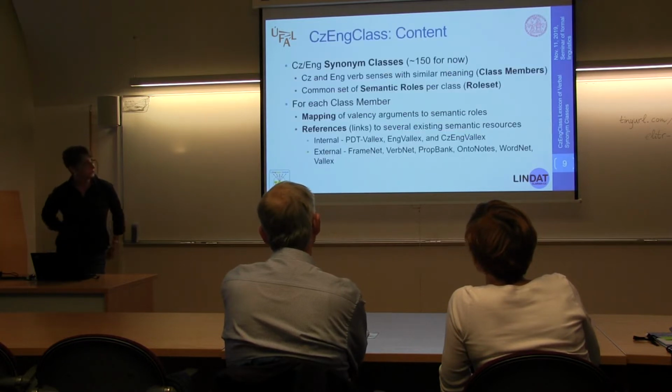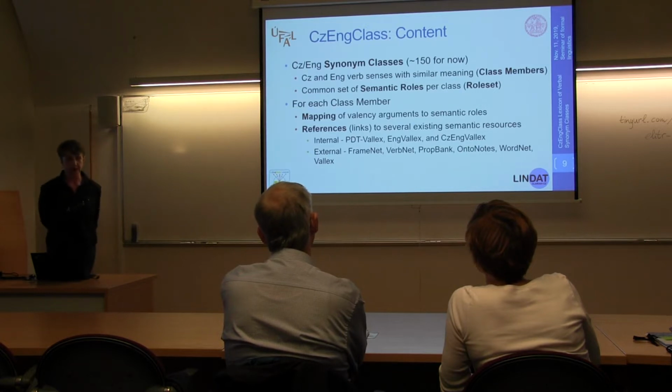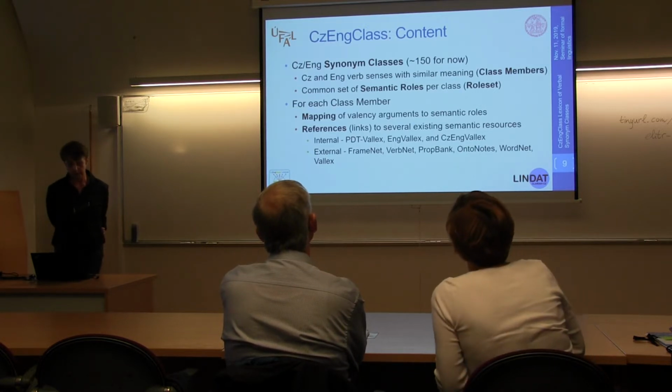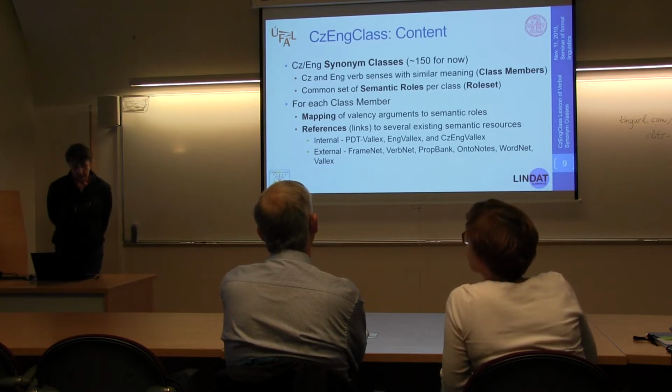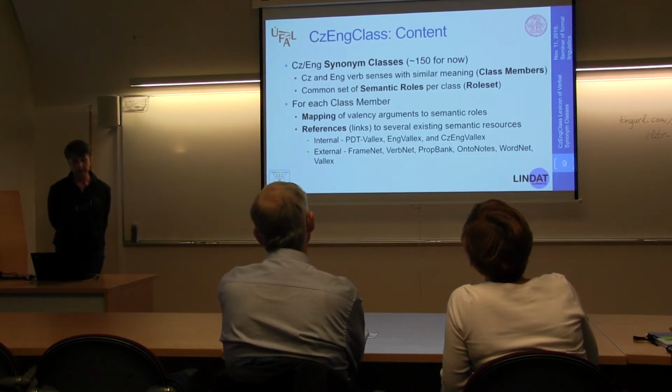And now I will continue with, beside the theoretical description of verbal synonymy, the main goal of the project. This is the bilingual synonym lexicon. In this lexicon, we store the individual synonym classes. They have the English side and the Czech side. For now, we have about 150 synonym classes, and in those classes, there are about 4,000 verbs. 4,000 entries. Yes, 4,000 entries. Am I right? Yes.